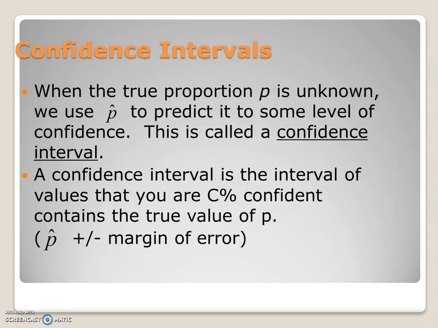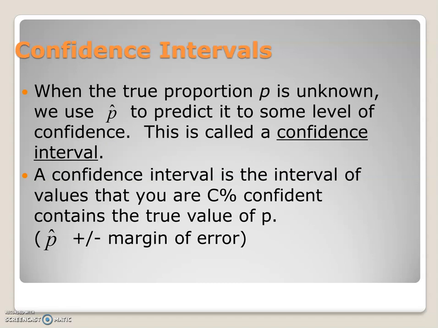Okay, this is called a confidence interval. Like I said, we don't know the true proportion, so we use the sample proportion to get a confidence interval. So it is whatever your p hat is plus or minus the margin of error. Your margin of error says how off are we willing to be.